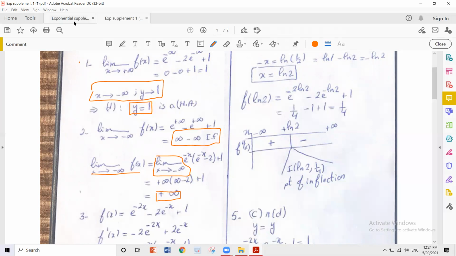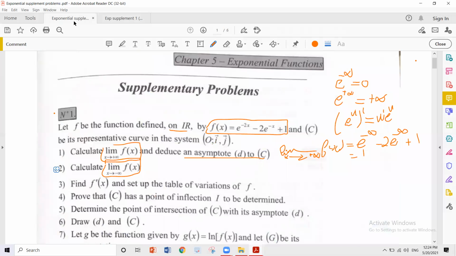Part 3. Find f prime x and set up the table of variations. What is f prime x? What's the derivative of e to the minus 2x? Minus 2e to the power minus 2x. Good. And minus 2e to the minus x, what is its derivative? Plus 2e to the minus x. Yes. Okay.